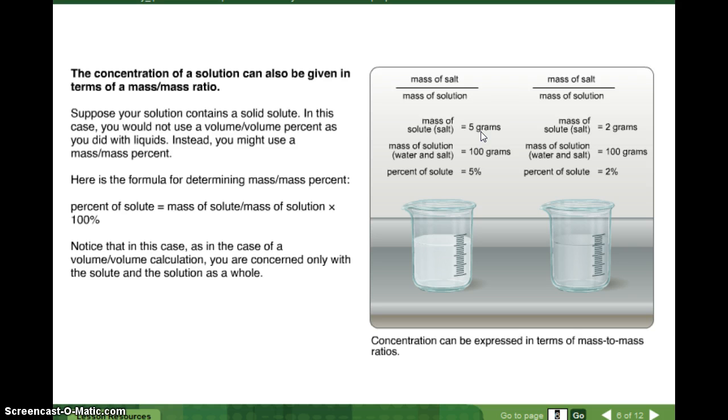The mass of the water would be 95 grams if the entire solution is 100 grams. So if I want the percent of the solute, 5 divided by 100 times 100 gives you 5%.